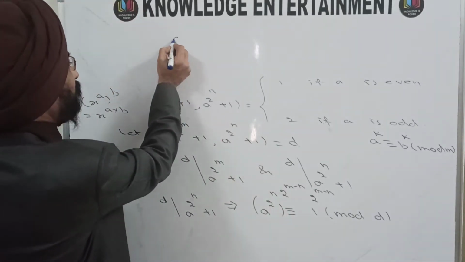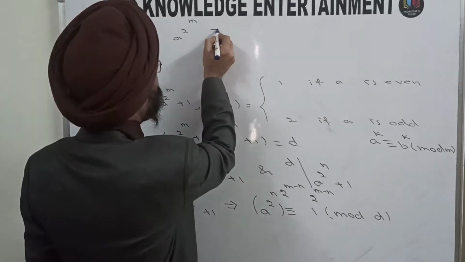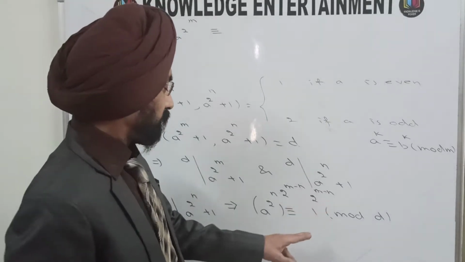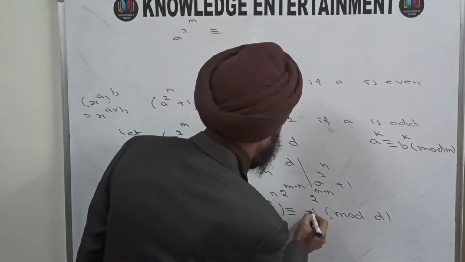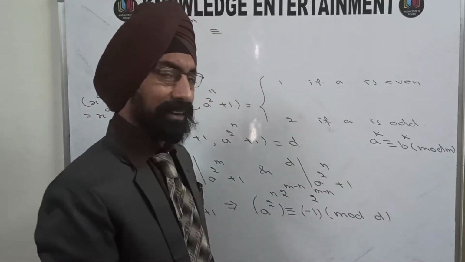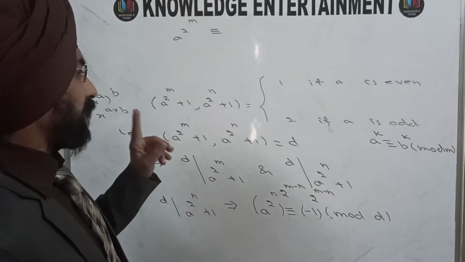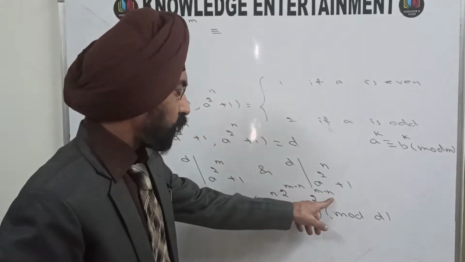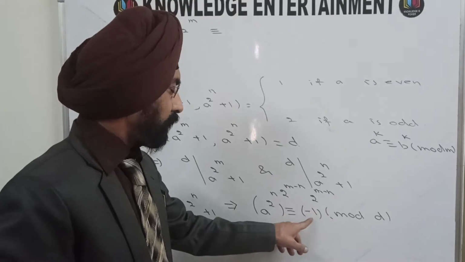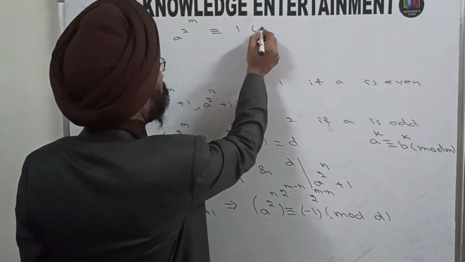So a raised to the power 2 raised to the power m on the left hand side is congruent to, on the other side, minus 1 raised to the power 2 raised to the power m minus n. Since m and n are not the same, this number m minus n is not 0. And 2 raised to the power any non-zero integer is even. Minus 1 raised to the power even is 1. So this is going to be equal to 1 modulo D.